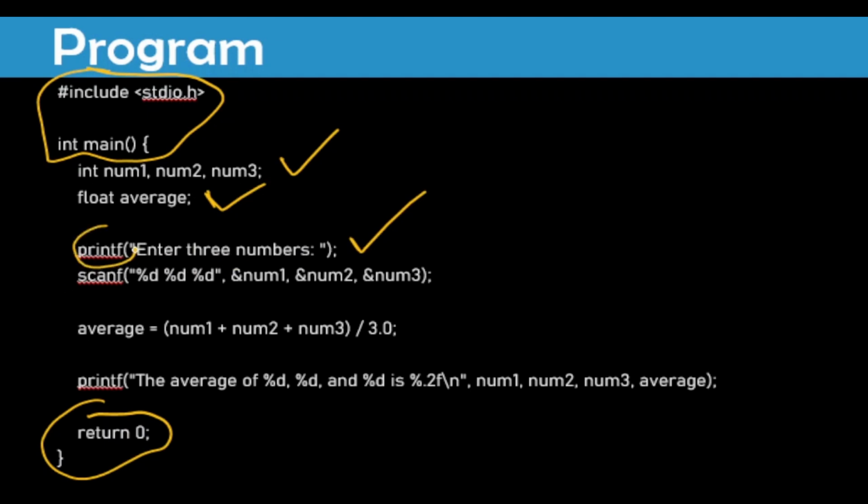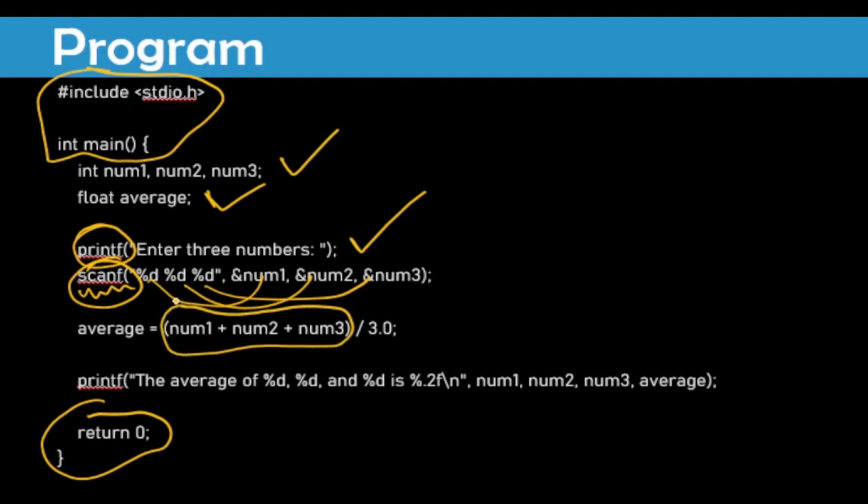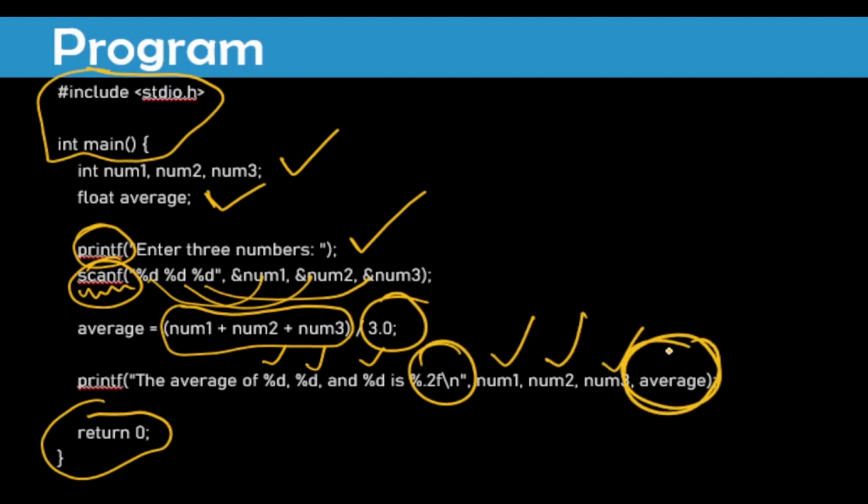So how to tell in C? By using printf. Now I am reading those values. How can I read? By using scanf, right? I stored them in num1, num2, num3. Now average is equal to the sum of the numbers, num1 plus num2 plus num3, divided by 3.0. Now I am telling that the average of the first number, second number and third number is this. That's it. This is the program. The program is very simple.